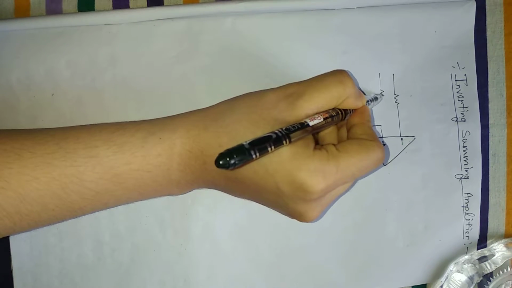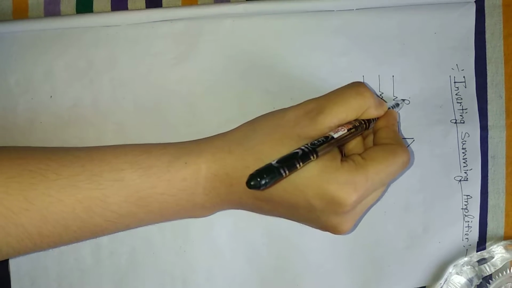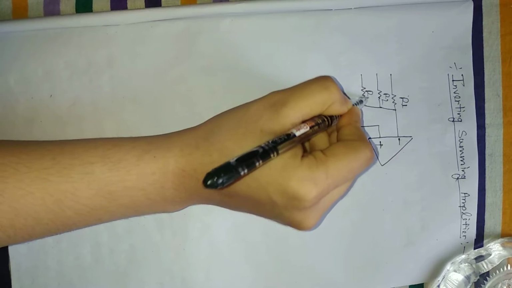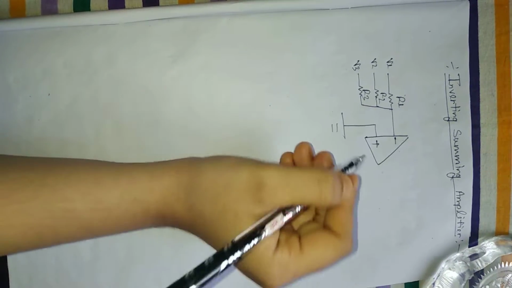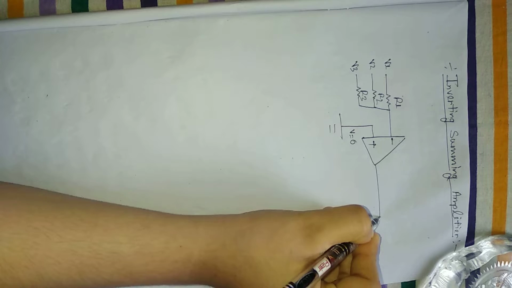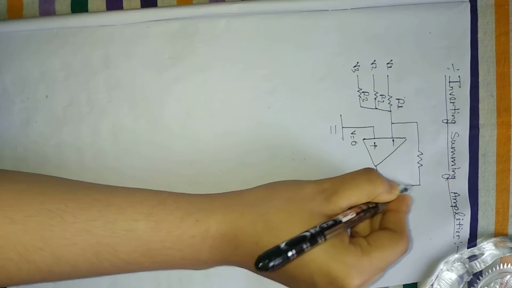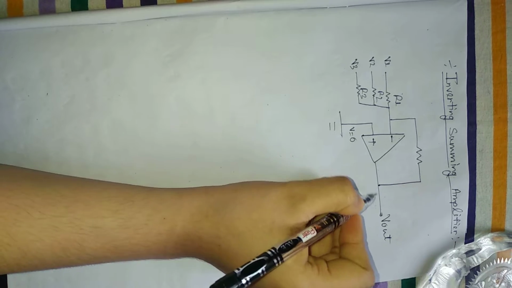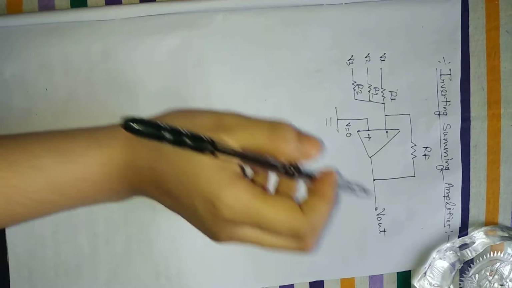And we apply 3 inputs to the inverting terminal. So this is R1, this is R2, this is R3, this is V1, this is V2, this is V3, and this is ground, meaning V is equal to 0, and this is our V out and its negative feedback, which we apply from the output to the input. This is RF, the feedback resistance.